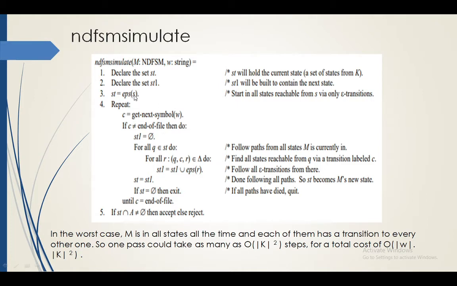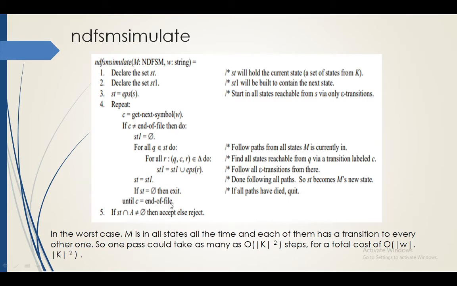So we take the start state and find the epsilon transitions from that start state, because it is an NDFSM, so it may contain epsilon transitions. First we check which states I can reach from the start state using epsilon. Those states will be the current states for this algorithm. So ST is EPS of the start state. Whatever states I reach become the start states for my simulator. Next, repeat these steps until C reaches the end of the file.